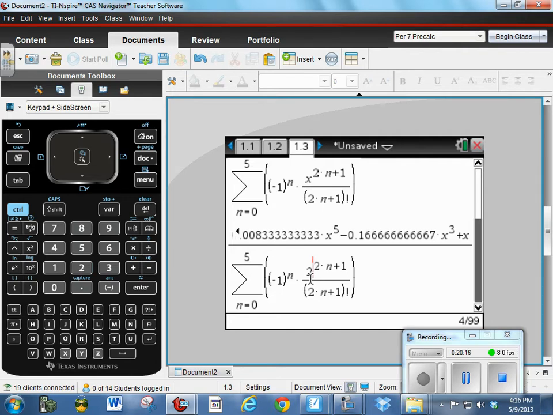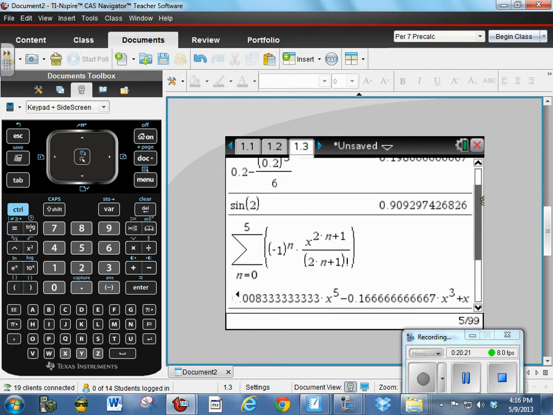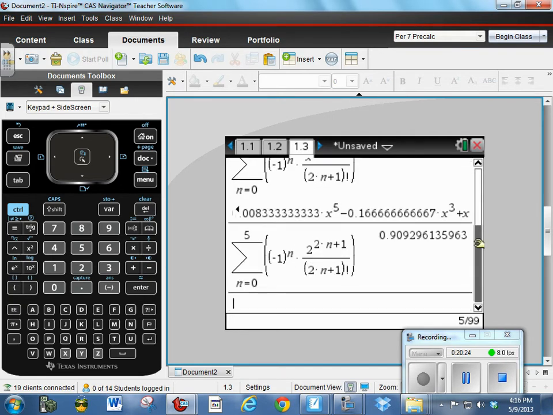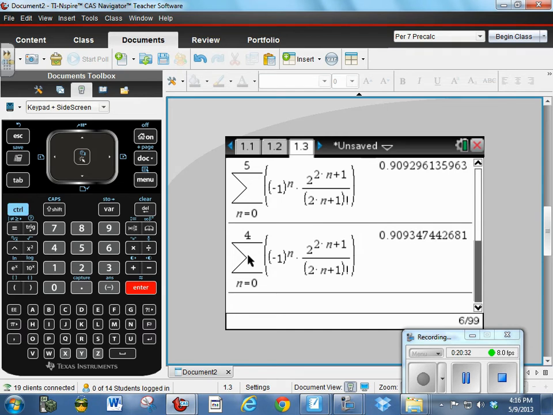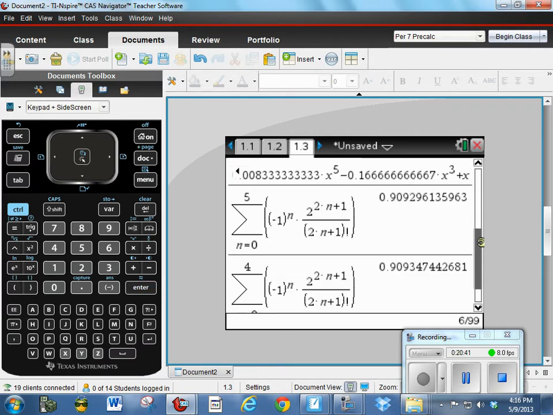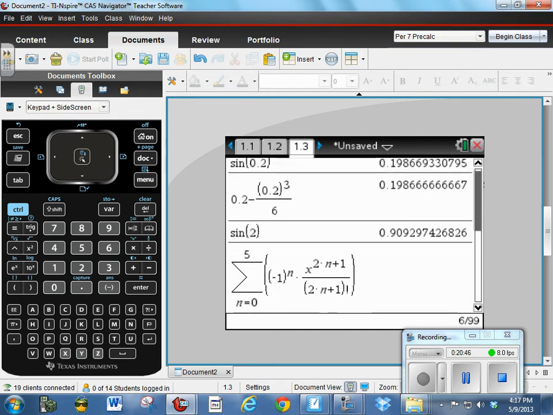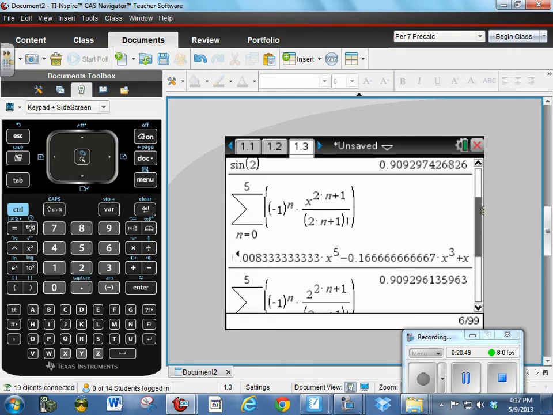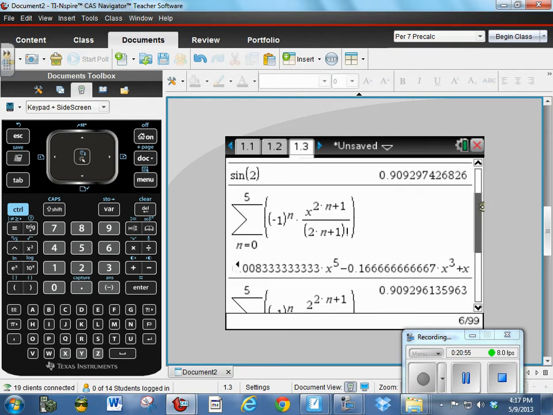Okay. So now when I do my decimal approximation, I get 0.90929. Let's see if that was a good approximation. Good. What if I only put in 4 decimal places? Would that be enough? So let me change this to 4. 0.90934. I just happened to guess it on the first try. It took 6 terms, from 0 to 5. Notice the first time it only took me 2 terms. This time it took me 6 terms to get 5 decimal place accuracy for sine of 2, 0.90929.